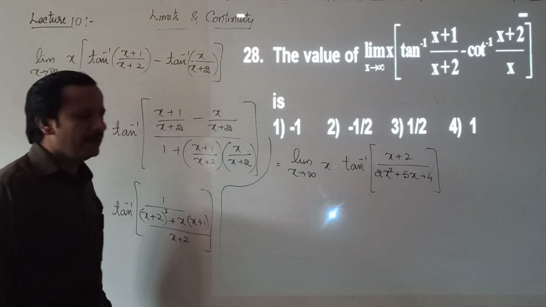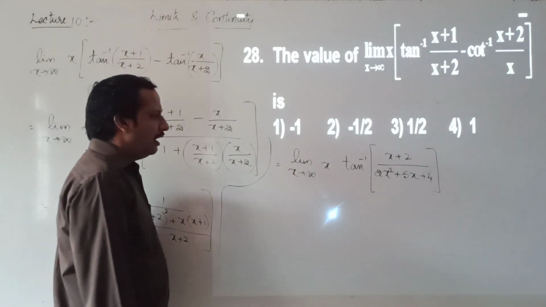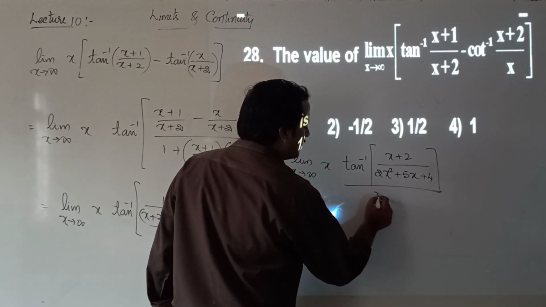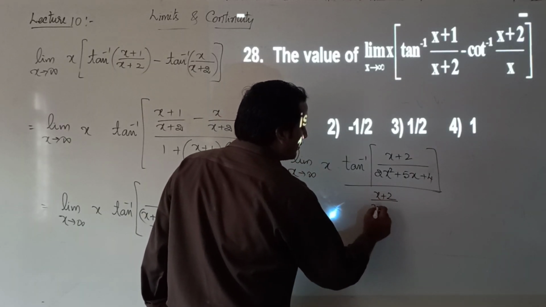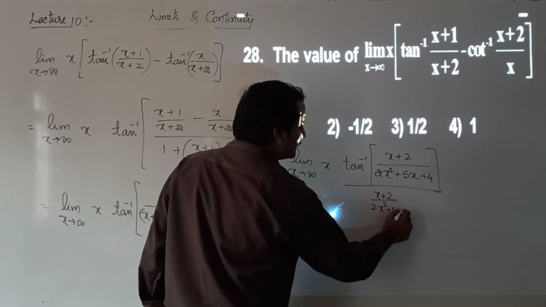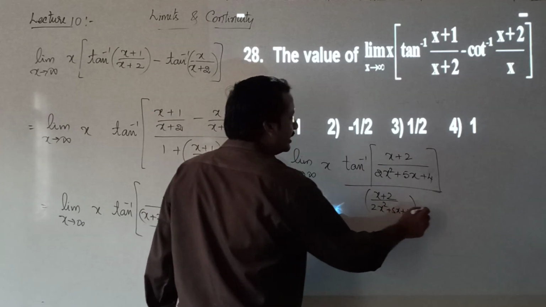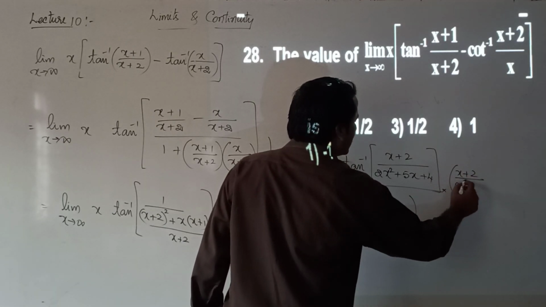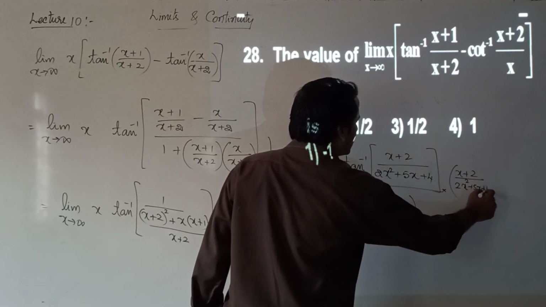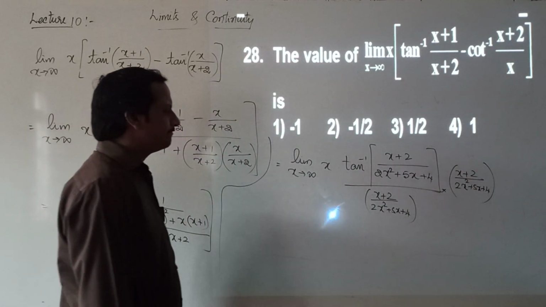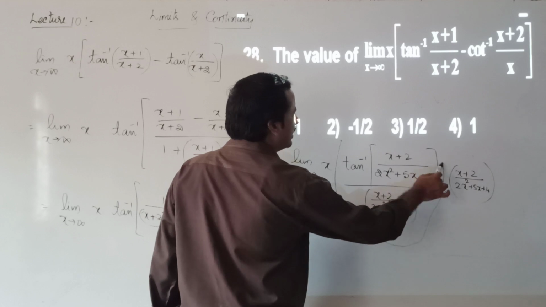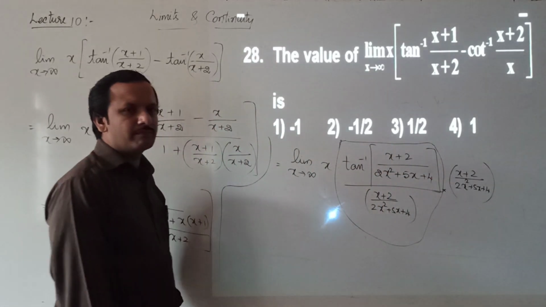Okay. Now this I divide by x plus 2 by 2x square plus 5x plus 4. I divide by this factor. Then to compensate it, I multiply by that, x plus 2 by 2x square plus 5x plus 4. Okay. Now as x tends to infinity, this expression will tend to 1.